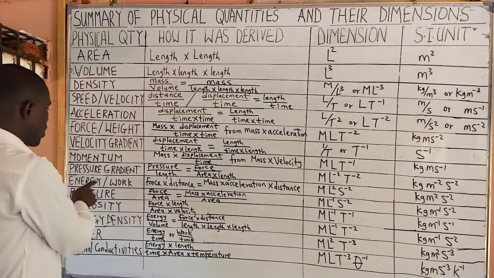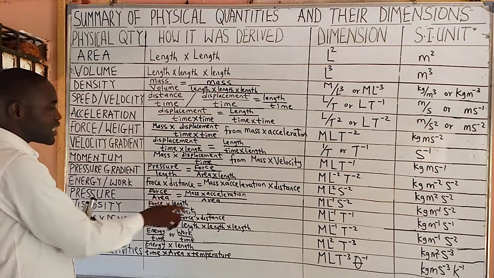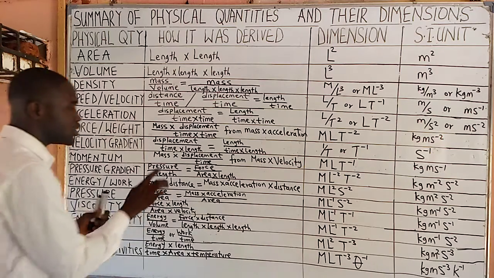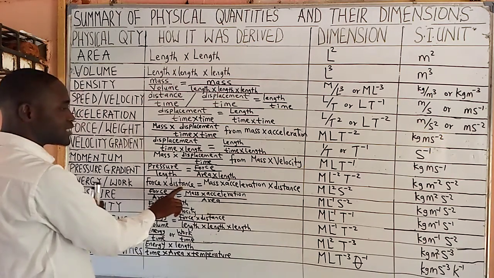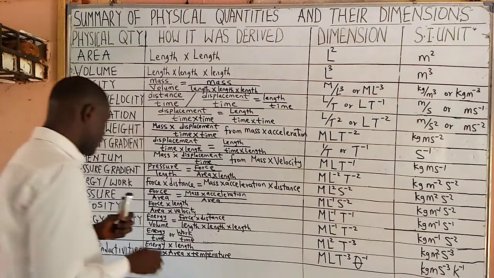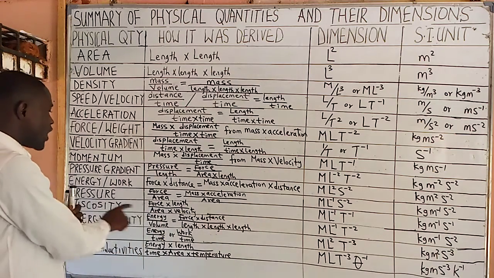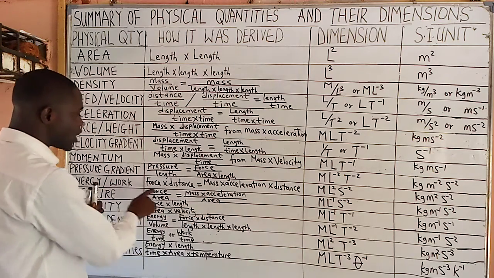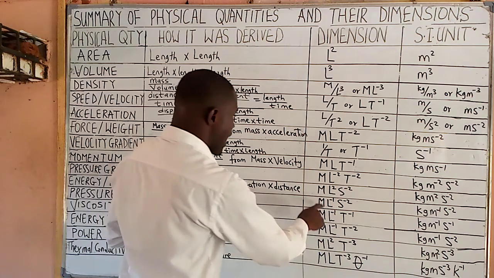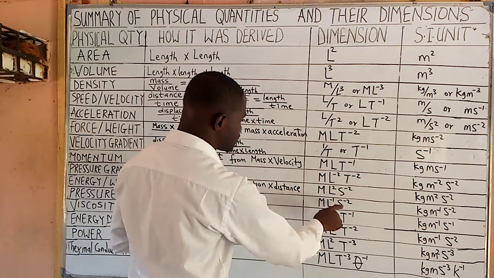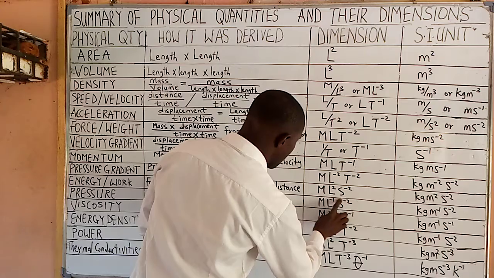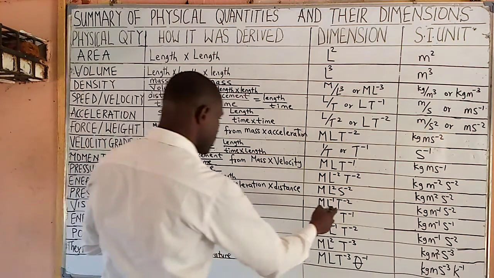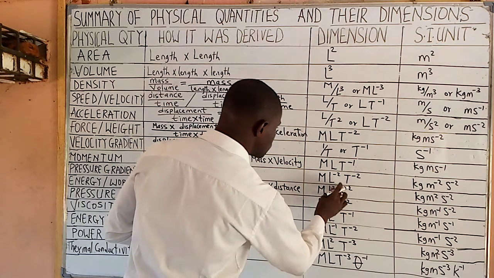Then for energy or work, force times distance, mass times acceleration times distance, because mass times acceleration is force. So times distance, that is this distance, we have this to be the dimension. For pressure, pressure is force over area, equal to mass times acceleration all over area, because mass times acceleration is force. So over area we have ML raised to power minus 1, T raised to power minus 2.